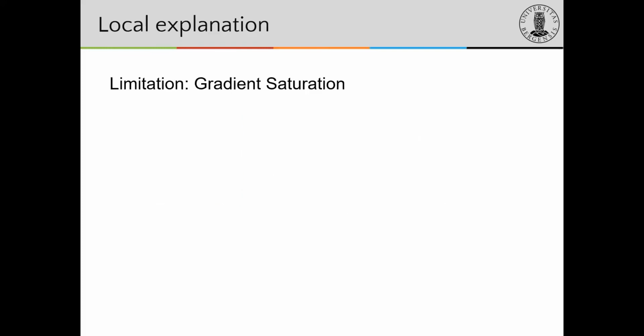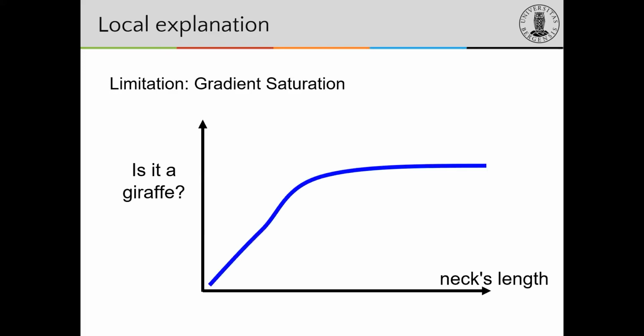And also another limitation is gradient saturation. So what's the gradient saturation? I give an example here. For example, the neural network wants to differentiate whether an animal is a giraffe. One important feature of the giraffe is the neck length, right? If the neck is very long, we mostly all know this is a giraffe.